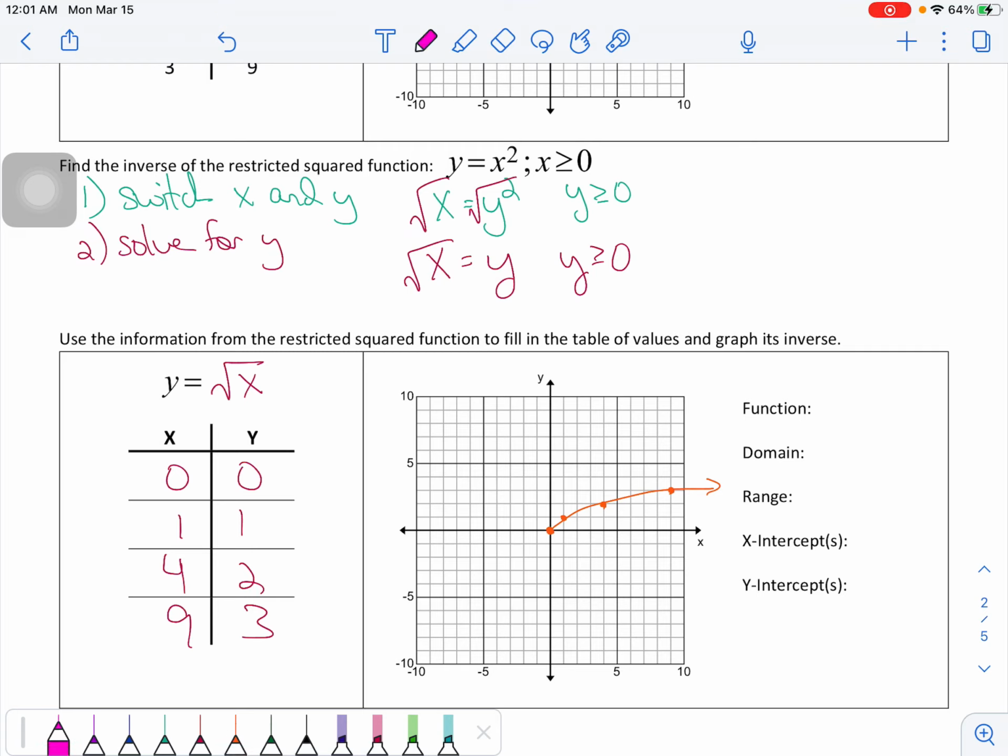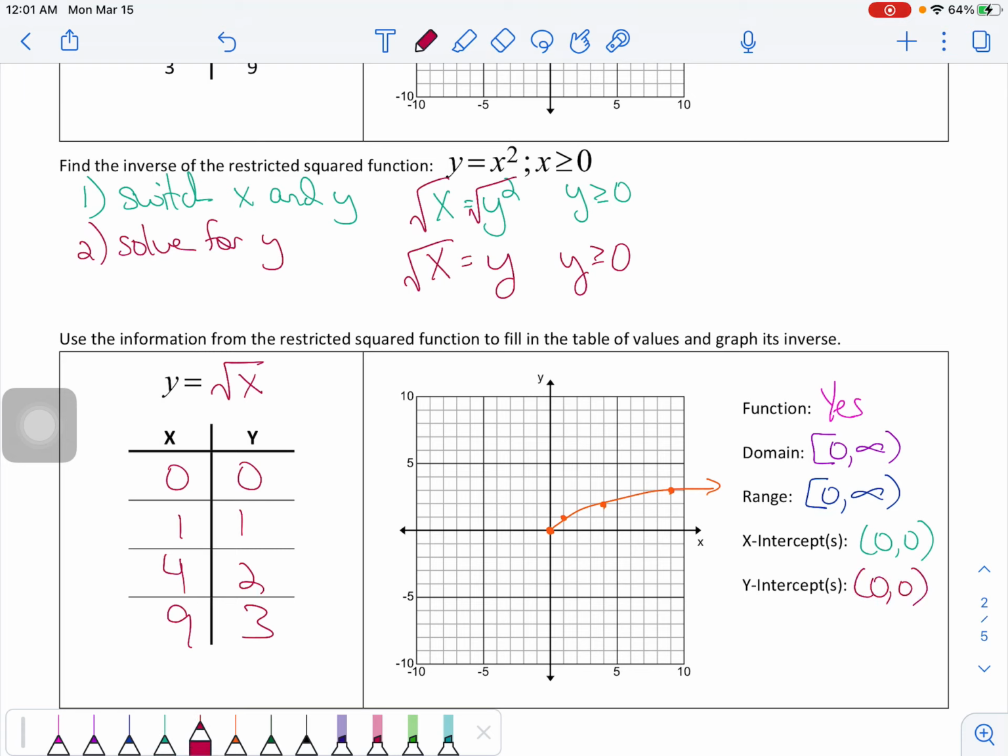All right. So let's take a look at this function. Yes, it is a function, because if I draw a vertical line, it's only ever going to hit the curve once. Domain is your possible x values, from 0 to infinity. Range are your possible y values. That's going to be from 0 to infinity as well. X-intercept (0, 0), and y-intercept (0, 0).